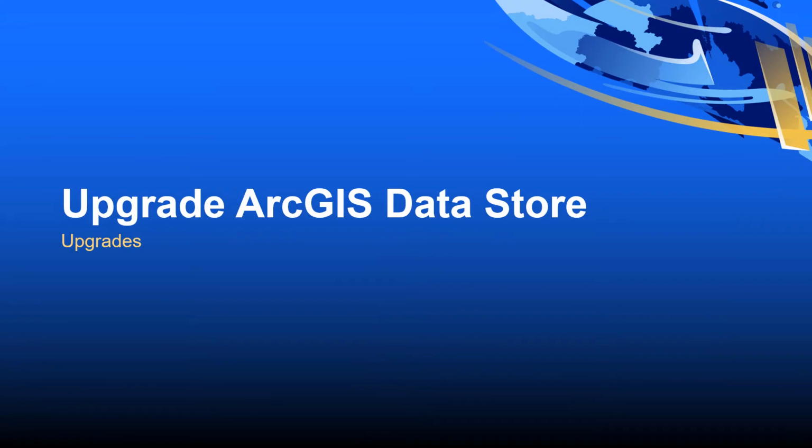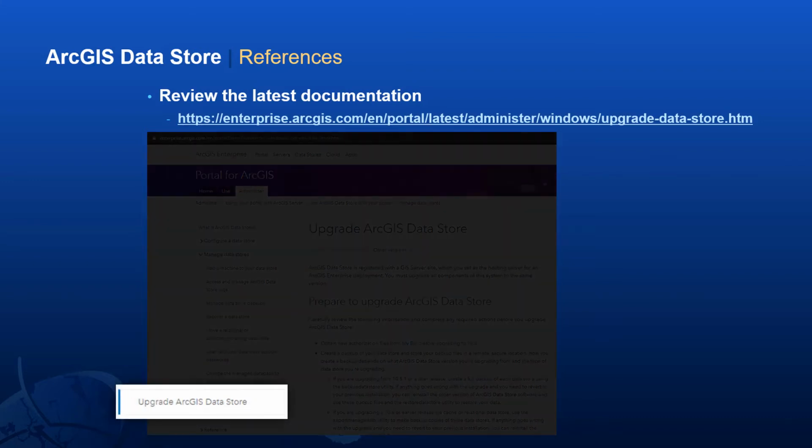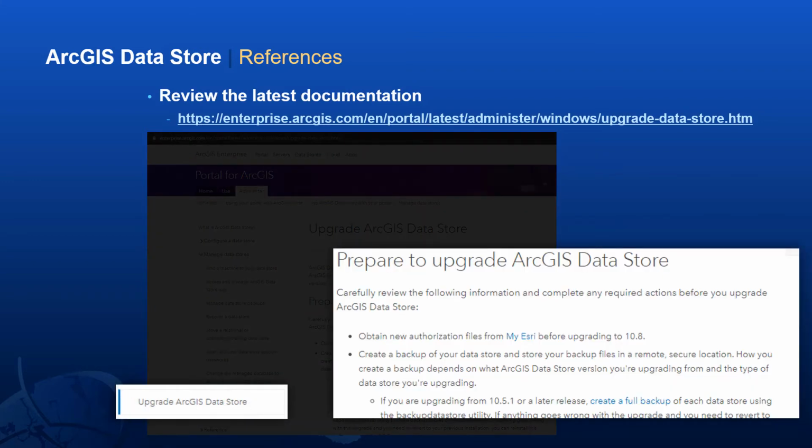Next, let's look at upgrading the ArcGIS Data Store. Please make sure and review the latest online documentation for upgrading the ArcGIS Data Store. You can find it on enterprise.arcgis.com and search Portal for ArcGIS. Then select Upgrade ArcGIS Data Store and review how to prepare the ArcGIS Data Store before upgrading. It is important to note that you need to review the documentation for the ArcGIS Data Store.